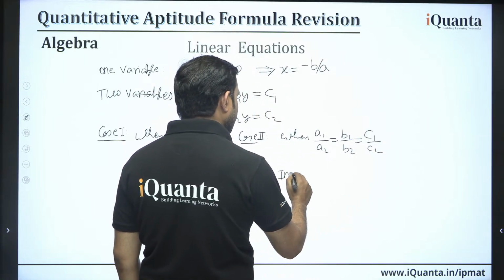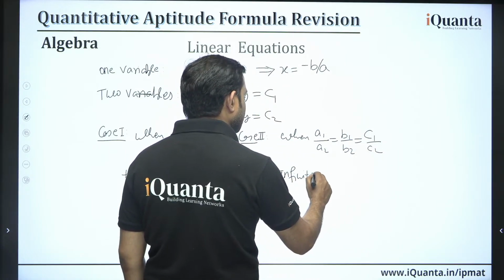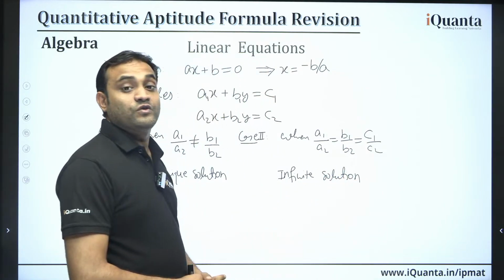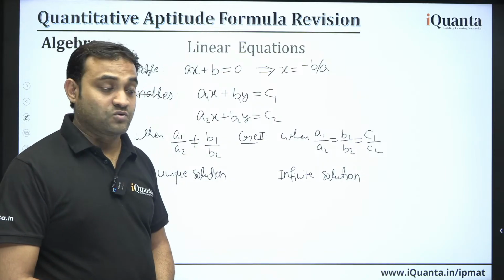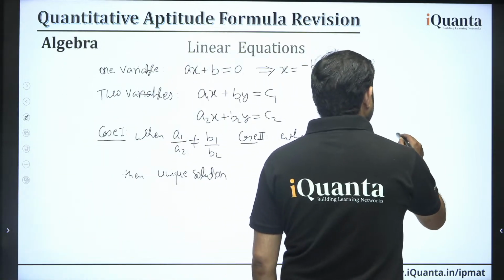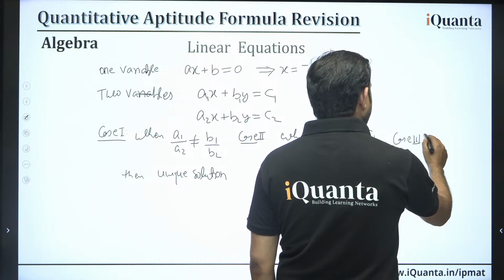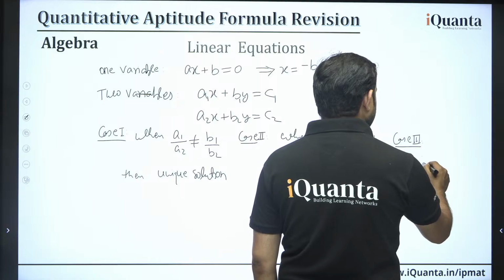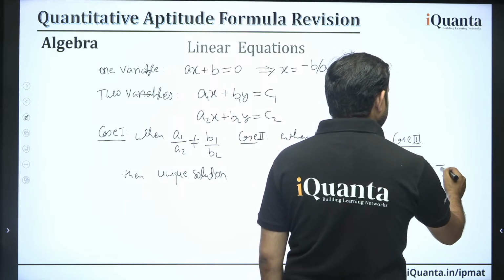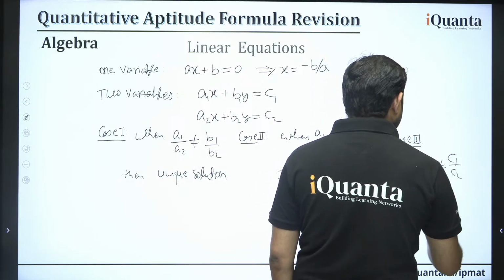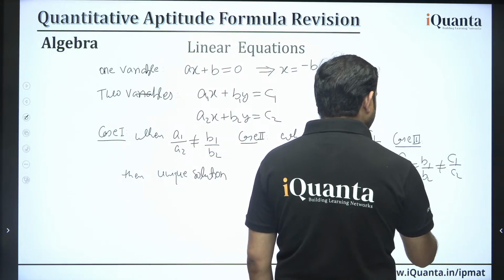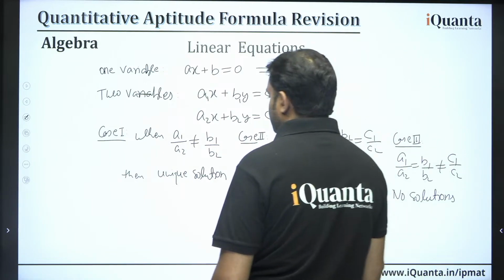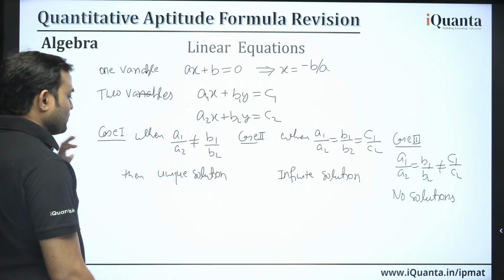In that case, we will have infinite solutions. We will have infinite pairs of x and y which will satisfy both of these equations. Then comes case 3, and in case 3 we say a1 by a2 is equal to b1 by b2 is not equal to c1 by c2. Then in that case we say there will be no solution. Now I will give you one example in each case.